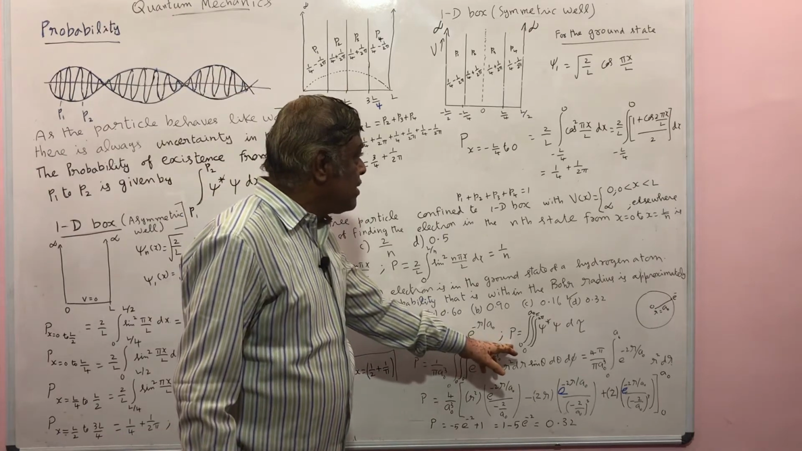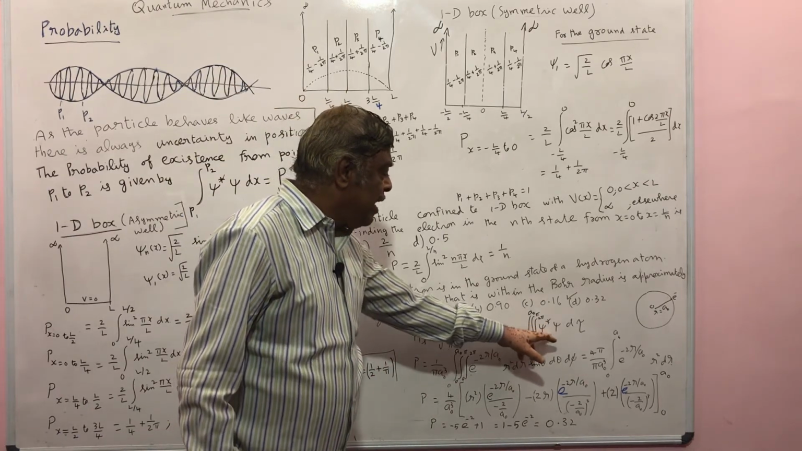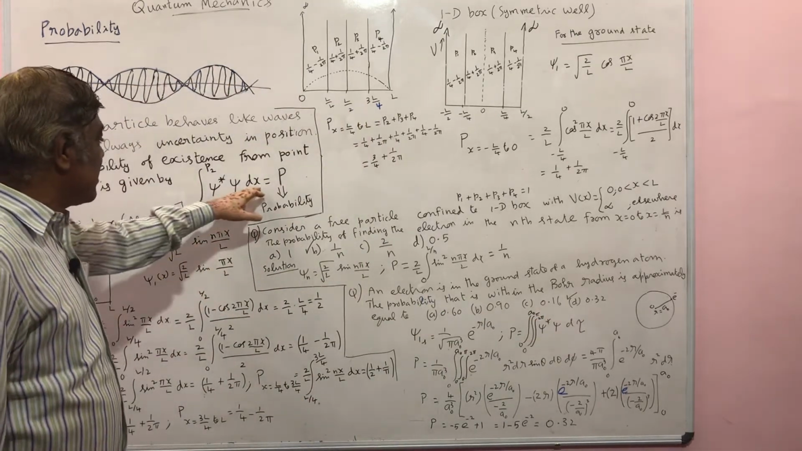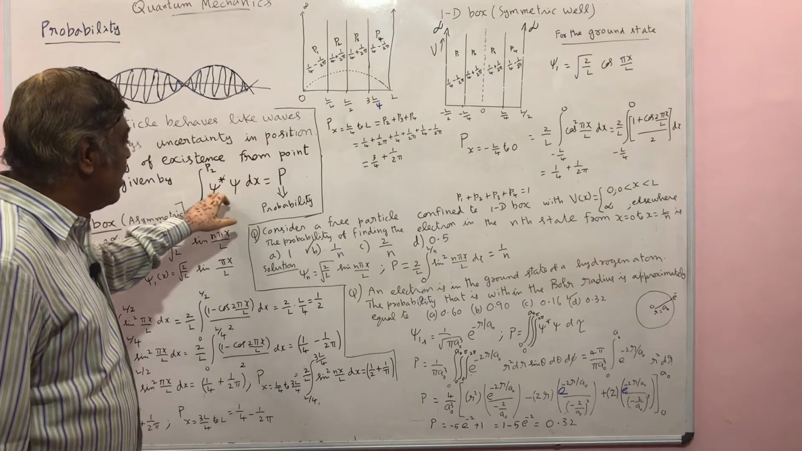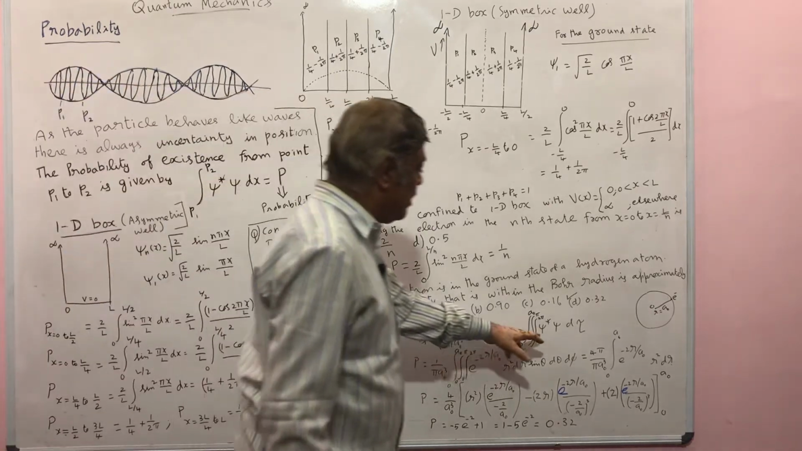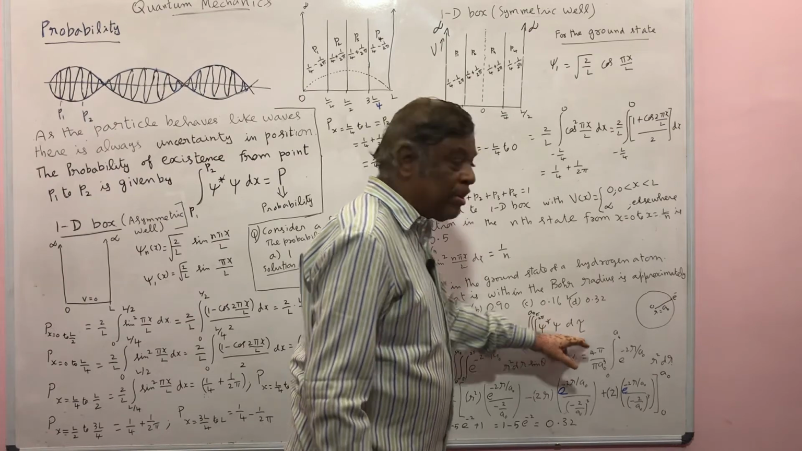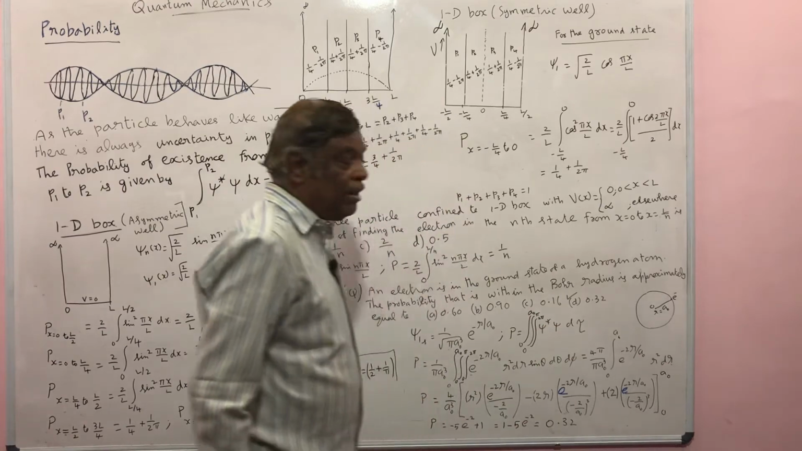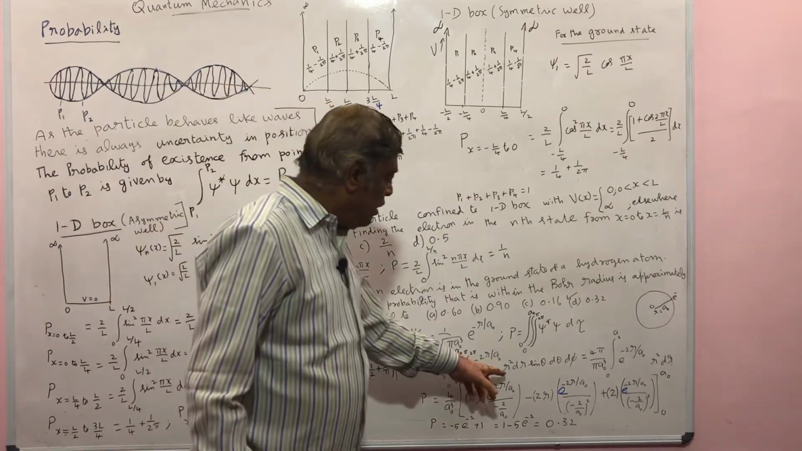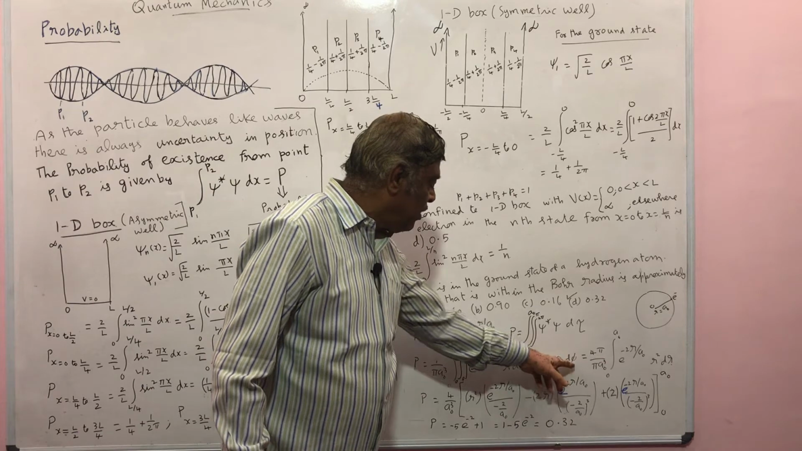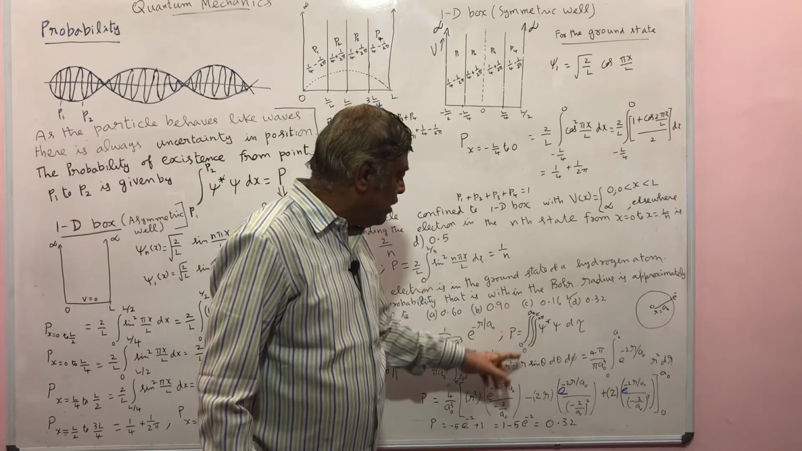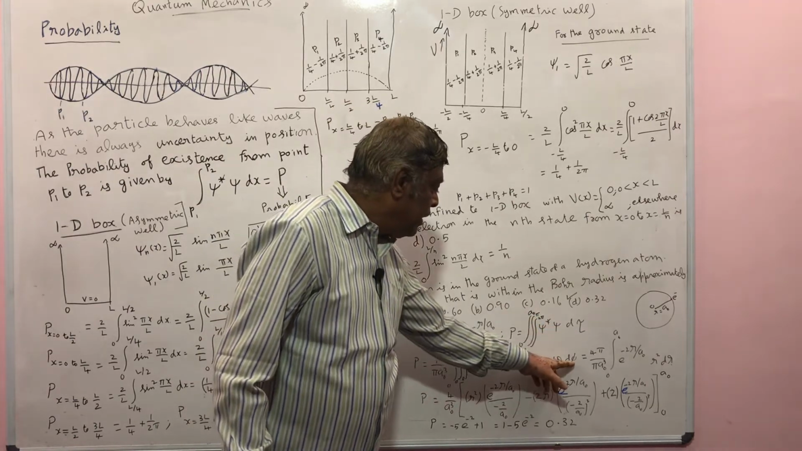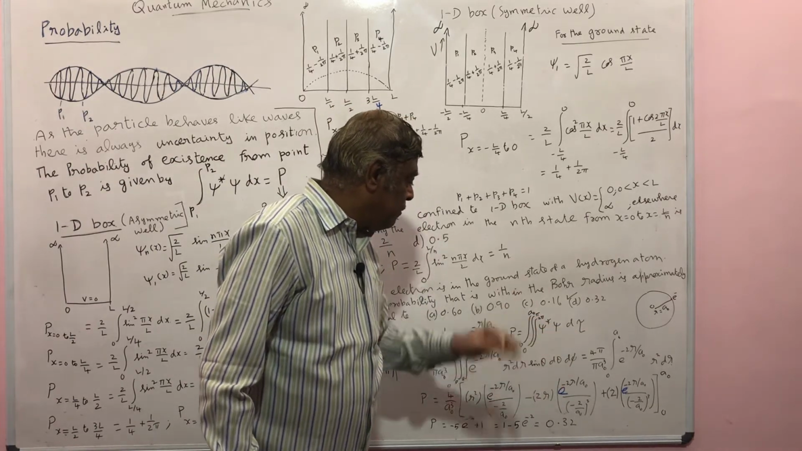Now the probability is psi star psi d tau. Because if this were a one-dimensional problem, it would be psi star psi dx, since they are one-dimensional wave functions. Here it is three-dimensional, so you have to write d tau. d tau is the volume element. Since it is a volume element, it can be replaced by r square dr sin theta d theta d phi. r varies from 0 to a0, theta varies from 0 to pi, and phi varies from 0 to 2 pi.